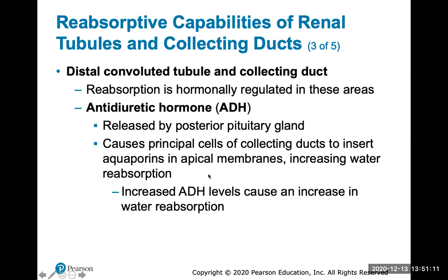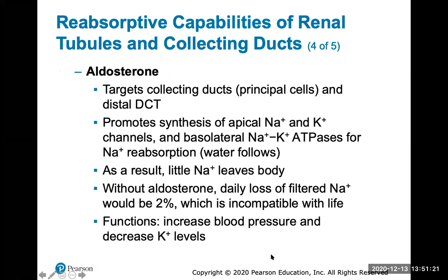So increased ADH hormone levels will cause an increase in water reabsorption, will increase your blood fluid levels, blood pressure, and decrease the amount of water excreted. So you'd be excreting extremely concentrated urine.